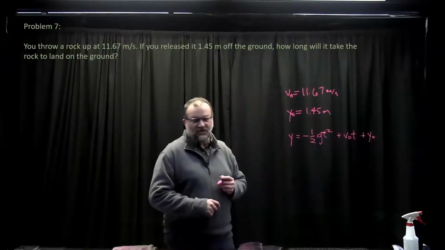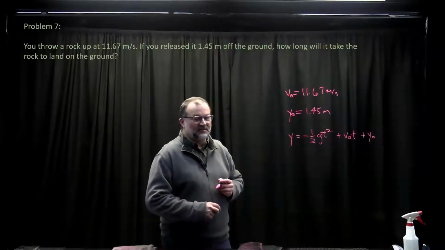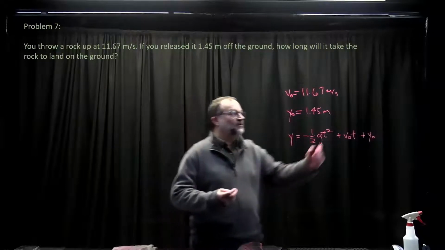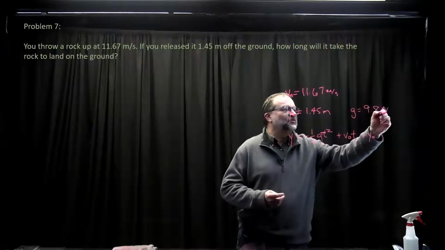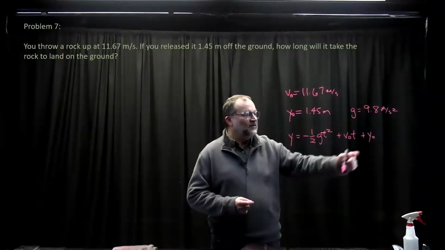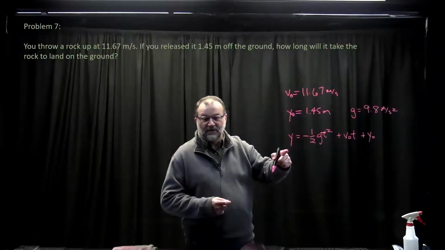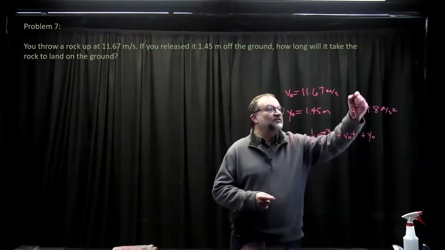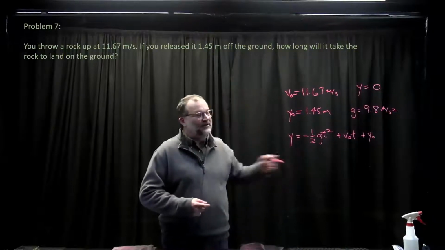So we have this equation: y is minus 1/2 g t squared plus v naught t plus y naught. And we know everything in there, right? We know g is 9.8 meters per second squared. So we know g, we know v naught, we know y naught. What's y? Y, when it hits the ground, is what? Y goes to 0. We're looking for when it hits the ground.